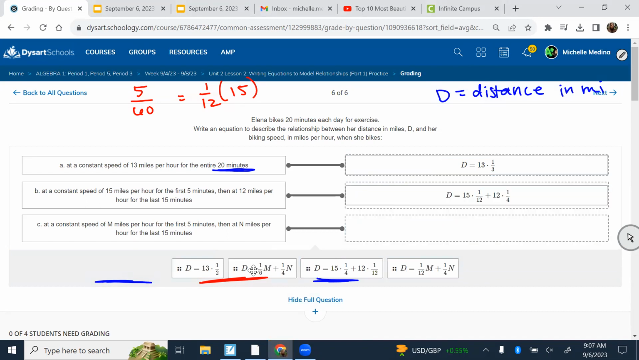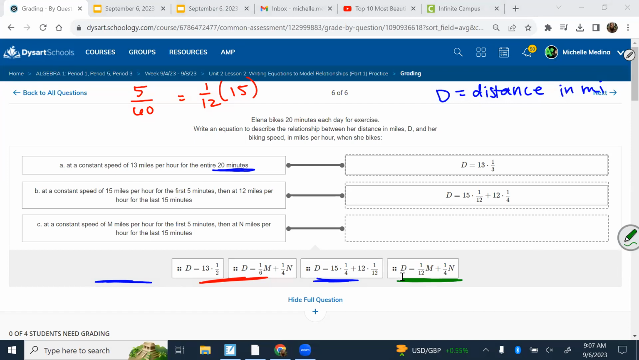So I would say that this one is this one. So hopefully that's why. So that would literally be the math that we're doing to solve it. If you were like, no, actually I would divide it by 4, timesing by 1/4 is the same as dividing by 4. All right, but anyway, now down here, at a constant speed of m miles per hour, for the first 5 minutes, which we said 5 minutes is what of an hour? So between these, it's looking like this one.